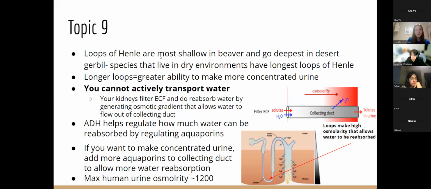So the loops of Henle, this is something that Dr. Cho emphasized. They're most shallow in a beaver and they go deepest in desert gerbils, which means that species that live in dry environments have the longest loops of Henle. And that's because a longer loop gives a greater ability to make a more concentrated urine.